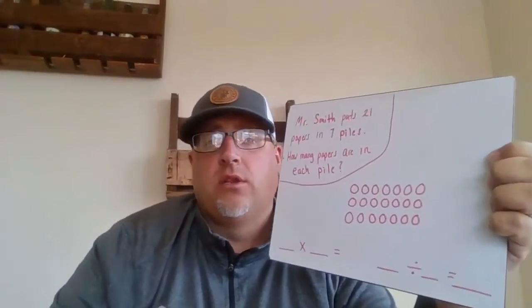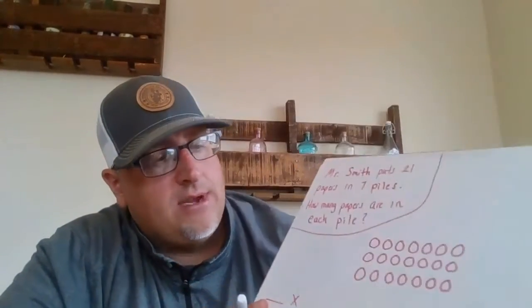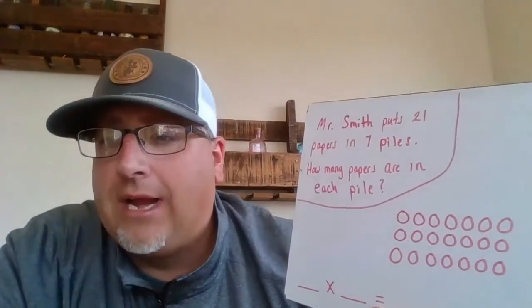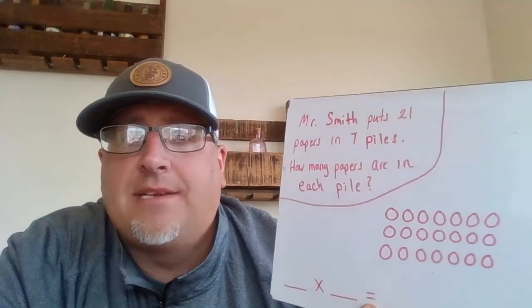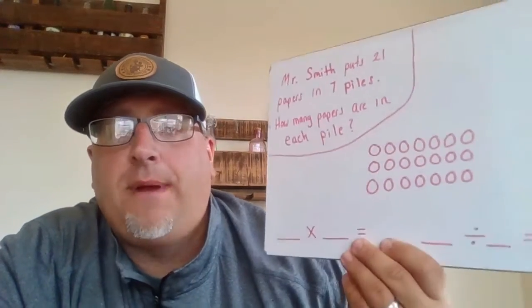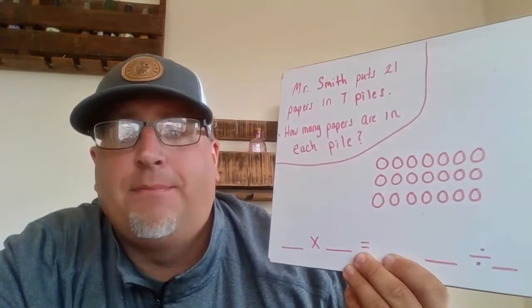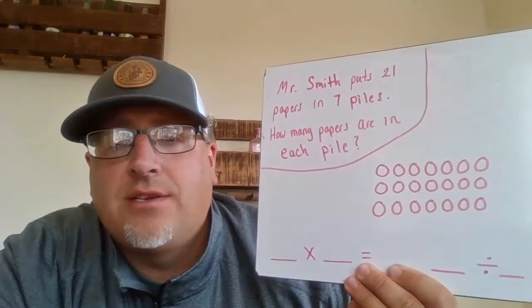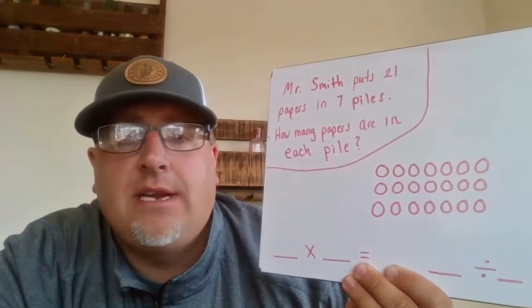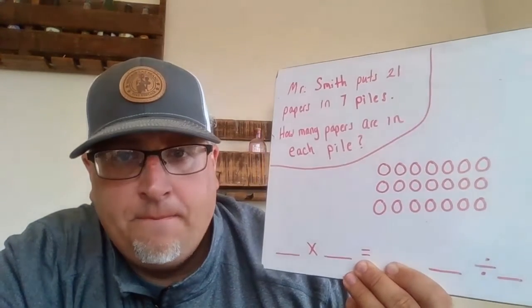All right? So on to our problem for today. We're going to take a look at our problem today here. I have it written down. We have a lot going on. It says, Mr. Smith puts 21 papers in seven piles. How many papers are in each pile? Okay?